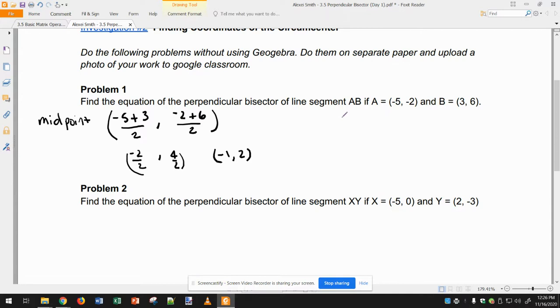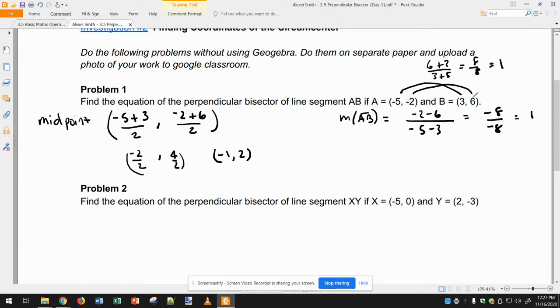And then the slope, so slope of AB, the x coordinates go on the bottom, negative 5 minus 3, and y coordinates go on the top, so negative 8 over negative 8, which equals 1. You could also do the other way around. You can do 6 minus negative 2, which is 6 plus 2, 3 minus negative 5, which is 3 plus 5, and get 8 over 8. So the slope equals 1.